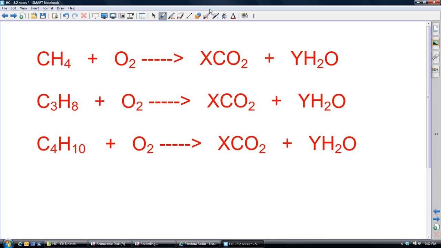So real quick, I'll do the first one for you. If I'm trying to balance this first one, methane gas reacting with oxygen, we're going to get CO2 and water. I've got one carbon on the left, one carbon on the right. I've got 4 H's on the left, I need 4 H's on the right, so I'd put a 2. I've got 1, 2, 3, 4 oxygens on the right, 1, 2, 3, 4 oxygens on the left.